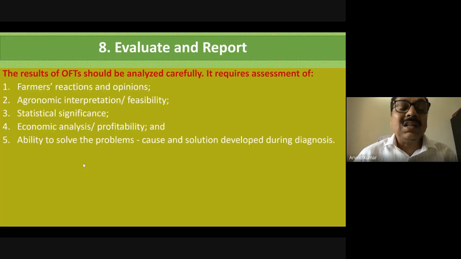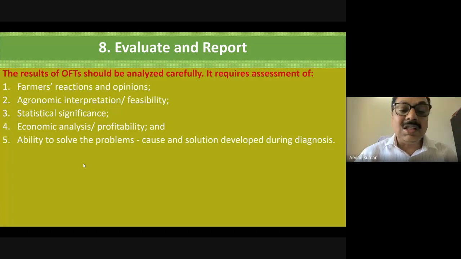While you are evaluating the technology testing, you have to note the farmers' reaction and opinions, and the agronomic interpretation and feasibility of that technology. If you can, you can use statistical significance. It is possible only when the number of locations is 7 or more and there are 3 treatments. Then economic analysis and profitability, then the ability to solve the problems caused and the solution developed during the diagnosis. So we have to evaluate on all these aspects.